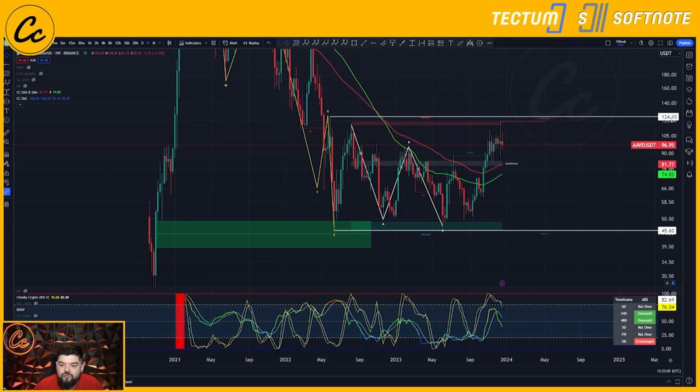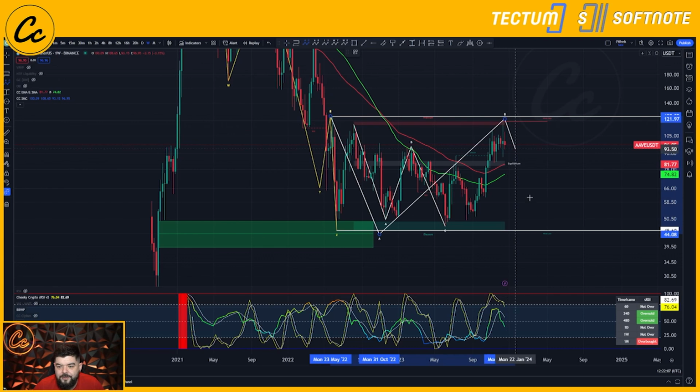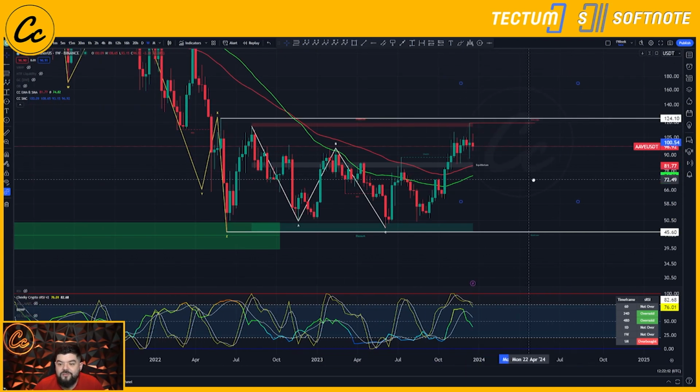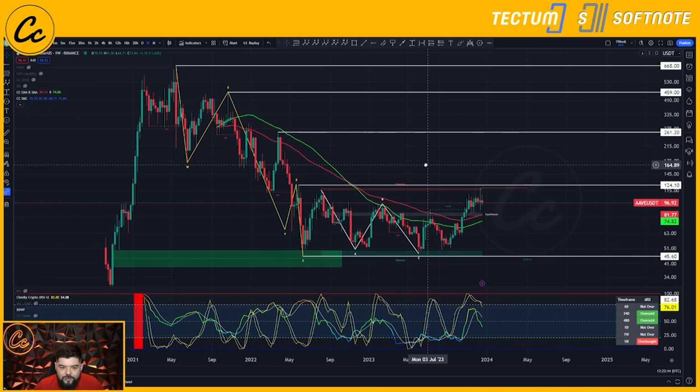Failing to break that $124 level, well, we could actually look at this as a bigger A, B and C, and we could retest there. I don't expect that to happen. No, time will tell, and we will cover that, of course, if we do see that level broken.